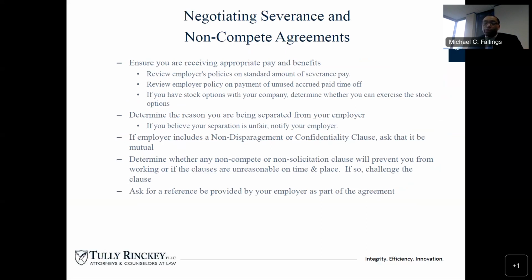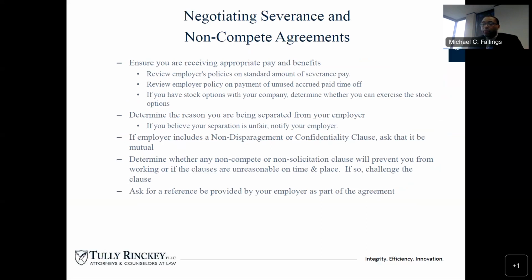You should also review the employer's policy on the amount of accrued paid time off that you may be paid. For instance, the employer may state in their policy that they do not pay unused but accrued paid time off. Another consideration is you have to see if you have any stock options. If you do, determine whether you could exercise those stock options. Determine if the reason that you're being separated from the employer is unfair or whether you're going to challenge that reason. There could be several reasons the employer has decided to separate you from employment.